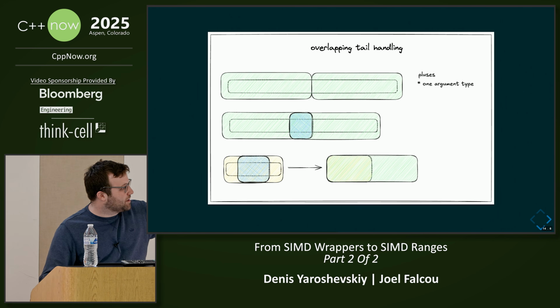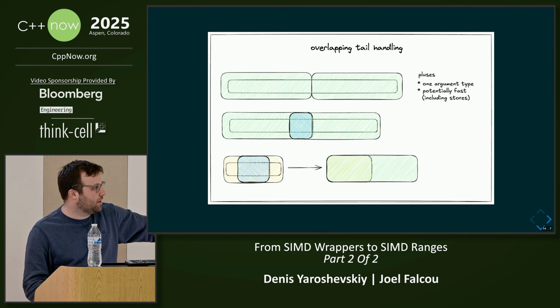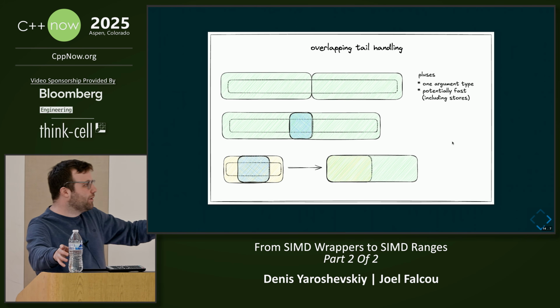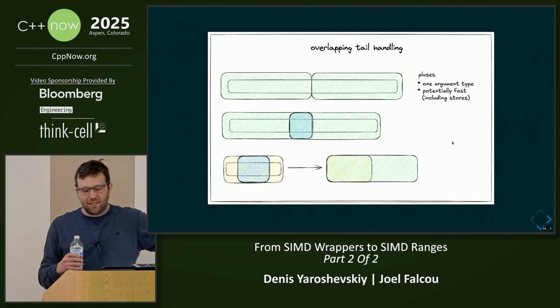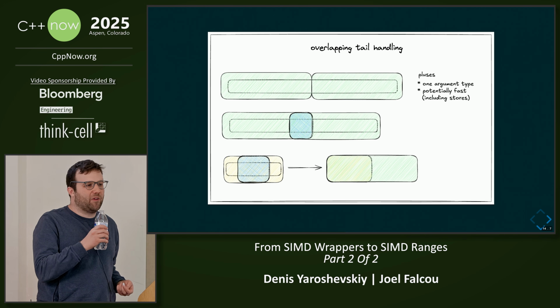So let's talk about the upsides. The upside is again one argument type. It is nice to have just one argument type. And it is potentially fast, including stores. This operation of extending the register and cutting it down is pretty cheap, and hopefully maybe even can be optimized away.